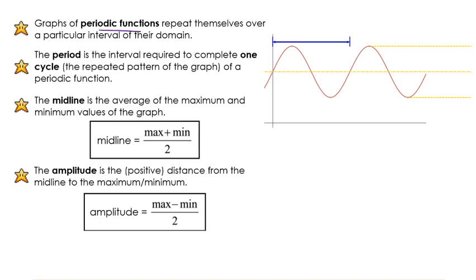So on this graph on the right, if I choose this as a starting point, and I trace the graph up to this point, the next section of the graph is the exact same shape repeated once more.